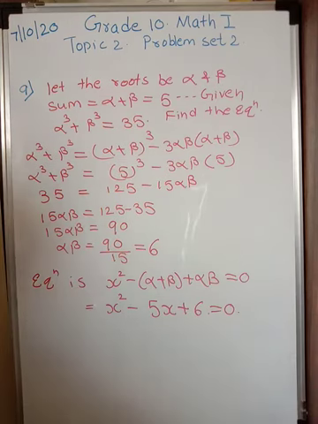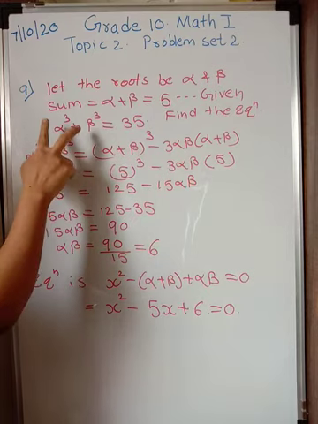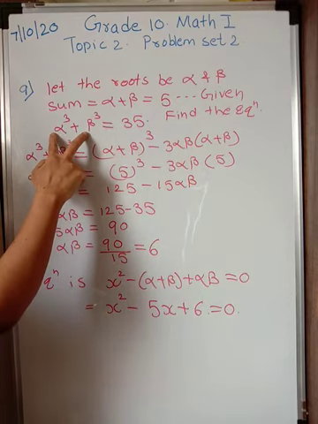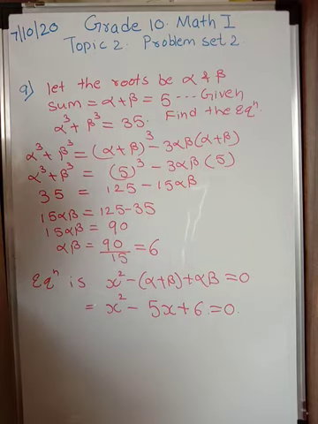Morning, grade 10. Let us solve question 9 from problem set 2. It is a type of word problem. Now see, what they have given is the sum of the roots is 5 and the sum of the cubes of the roots is 35. They have asked us to find the equation.